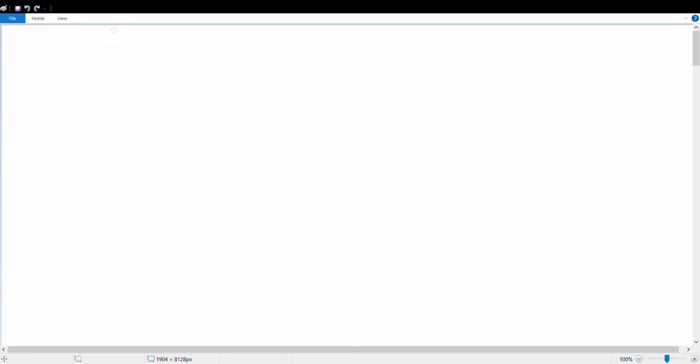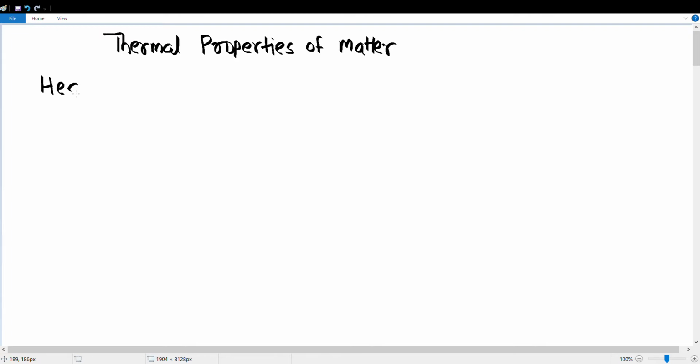Let's continue the chapter thermal properties of matter. So far in this chapter, we have seen what is heat, what is temperature. Then we have seen the expansion, different types of expansion, the coefficients of expansion, the relation between the coefficients of expansions. And today we will see heat capacity and the specific heat capacity.